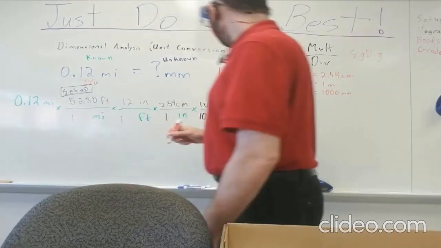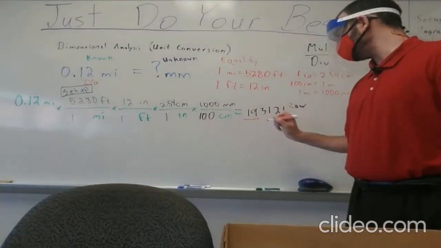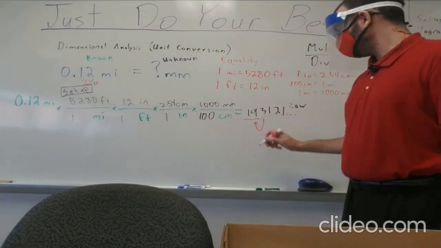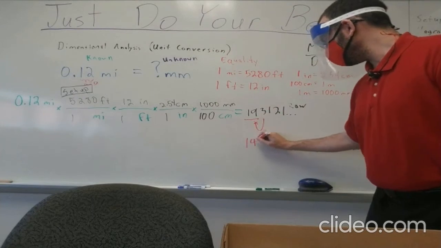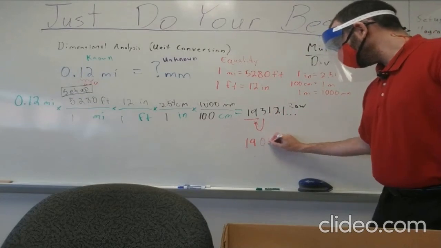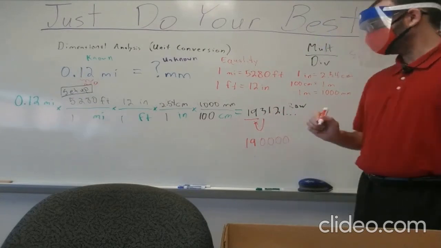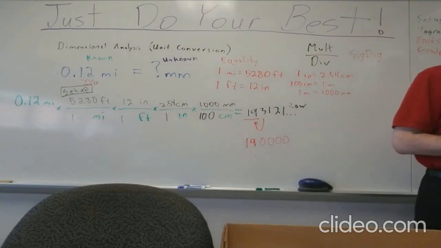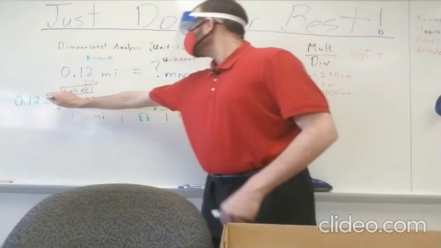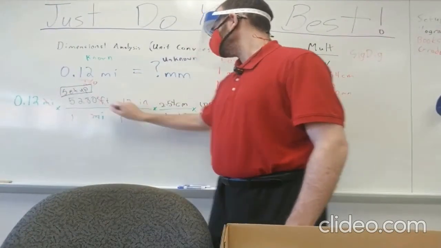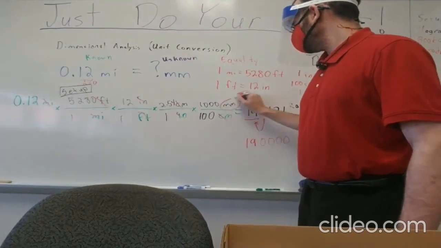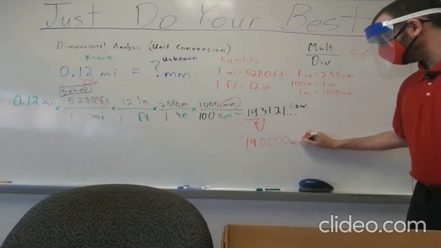And since I've only got 2 sig digs, that means I only need to go 1, 2. Does the 3 round up the 9? Nope. Which means my final answer is 1, 9. Then placeholder, placeholder, placeholder, placeholder. 1, 2, 3, 4 zeros. All not significant placeholders, but still important. And then if I check my units, we can see miles canceled, feet canceled, inches canceled, centimeters canceled, and millimeters are left, which is what I wanted anyway.